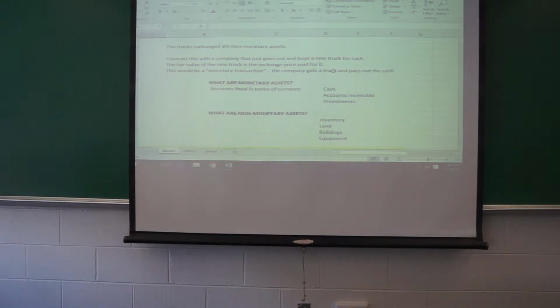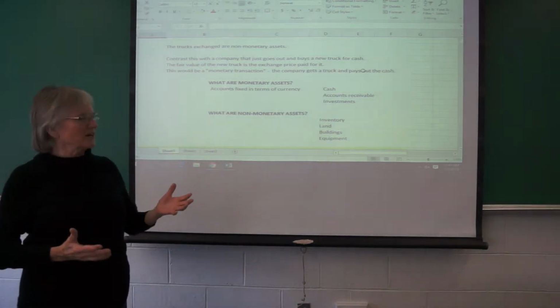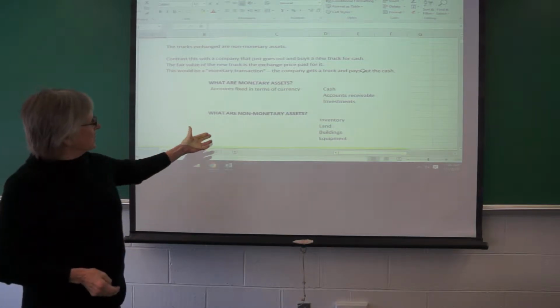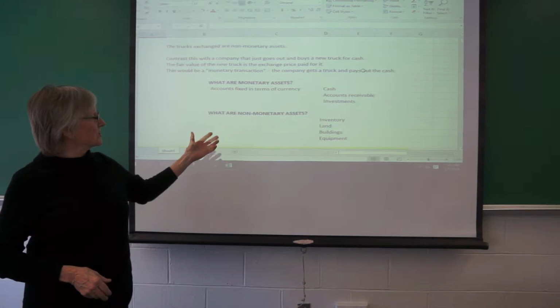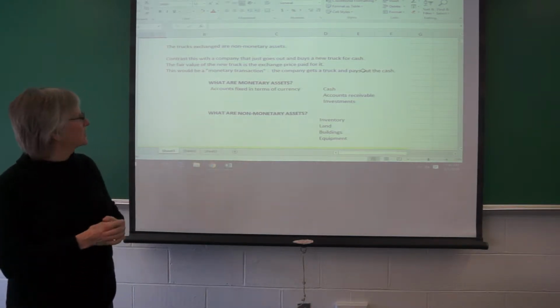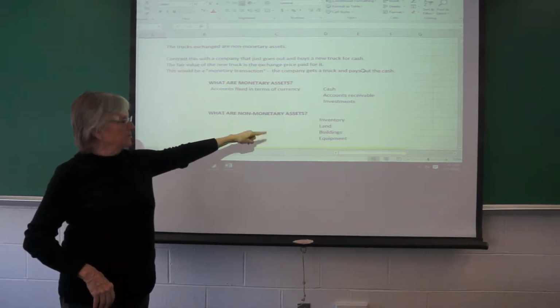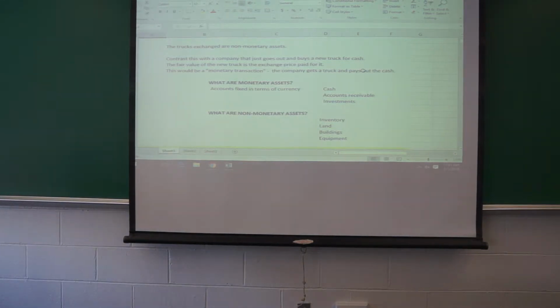And so your monetary assets would be things like cash, accounts receivable, investments. These can be stated in terms of a dollar value. Your non-monetary assets that we're exchanging here would be things like inventory, land, building, and equipment. Okay, so non-monetary assets. These are the things, and it'll mostly be land, buildings, and equipment that we'll be working with in the exercises.